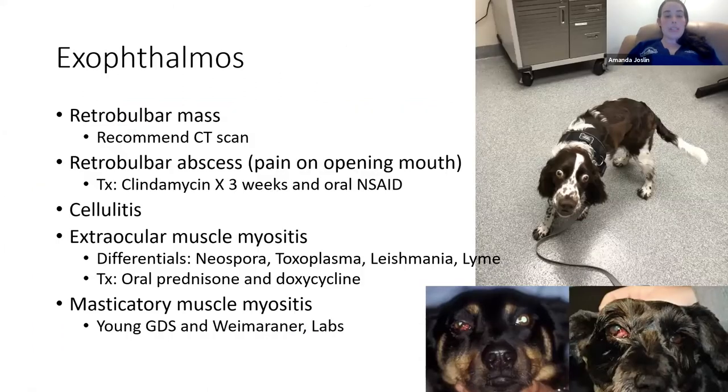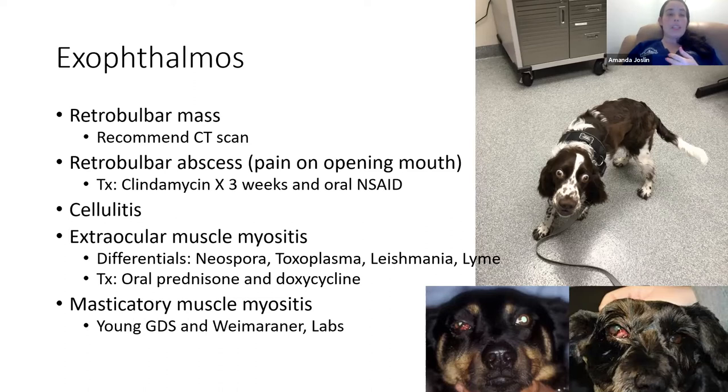So this is when the globe is displaced anteriorly in the bone, but the eyelids are still in the normal position. So typically when this happens, we think that there can be a mass behind the eye, an abscess, just cellulitis, or issues with extraocular muscle myositis or masticatory muscle myositis. Ultimately, diagnostic to get the full answer for this, for a retrobulbar mass, you're gonna wanna do a CT scan. You obviously want to do an oral examination too.